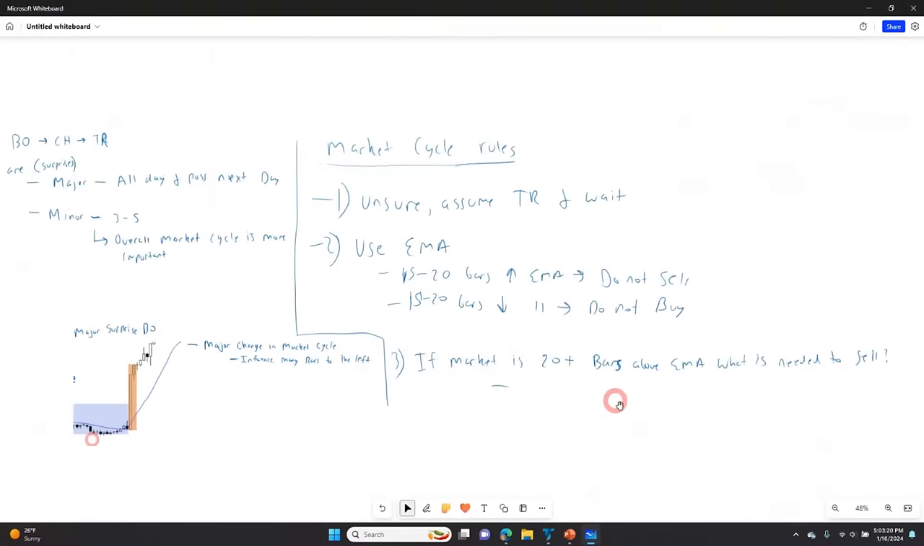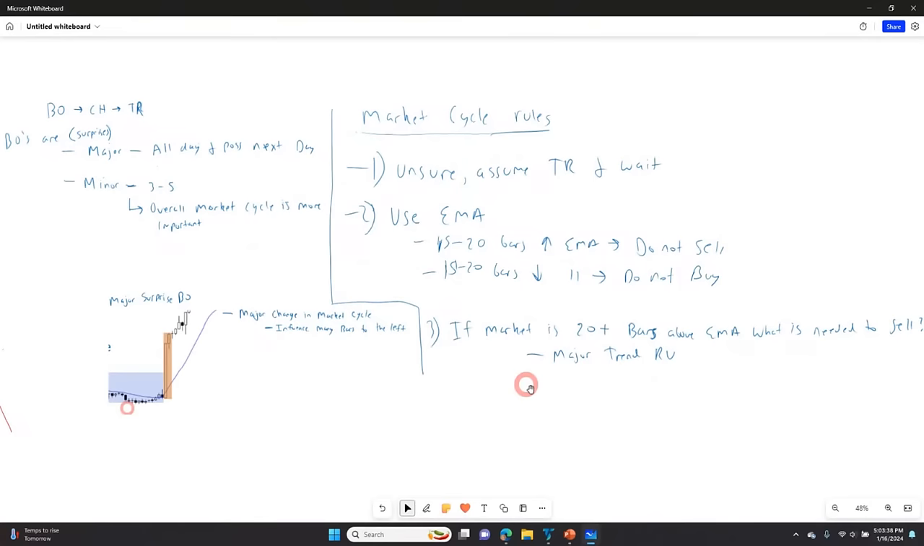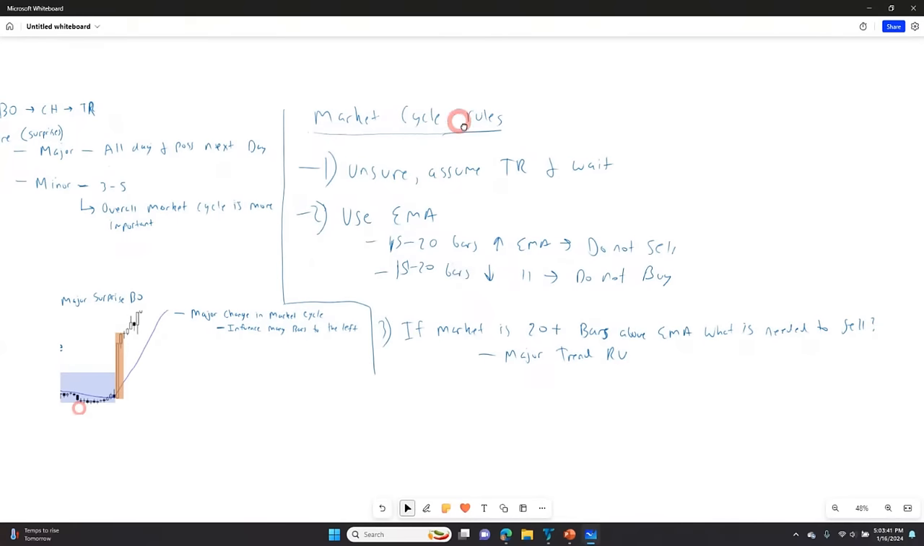Exactly. We need a major trend reversal. That's exactly it. So for the market cycle, rules or guidelines: if you're unsure, assume it's a trading range and wait. Use the EMA. If it's 15 or 20 bars above the EMA, do not sell. If it's 15 to 20 bars below the EMA, do not buy.